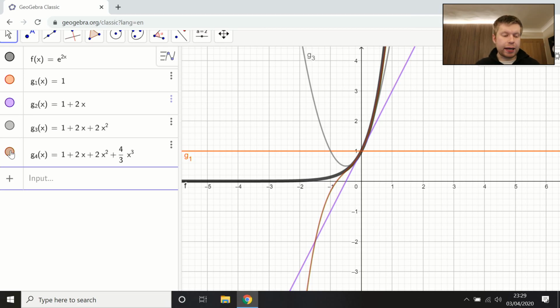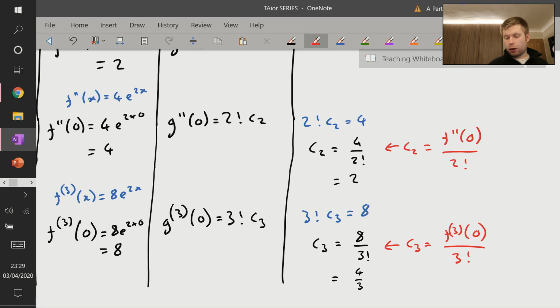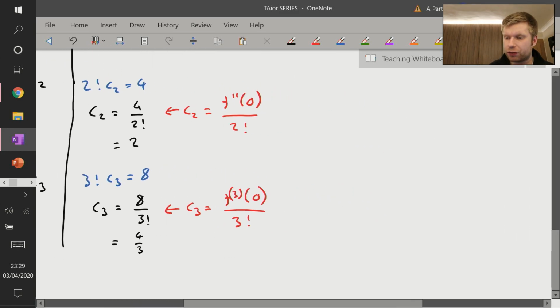Just for the sake of completeness, let's go and do another term, just to make sure that we can see what's definitely happening here.